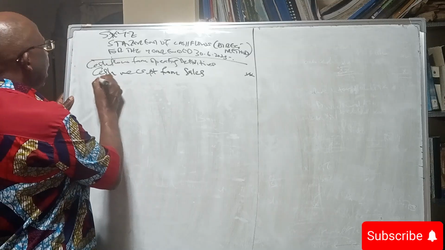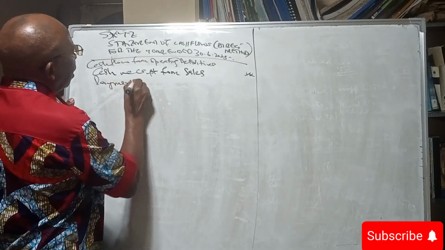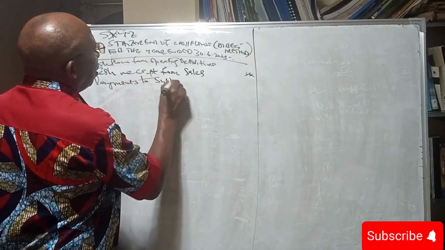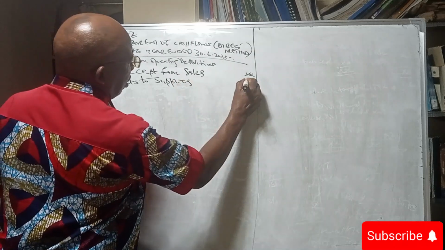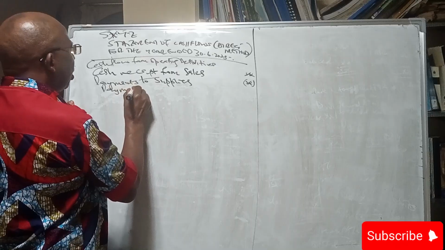So you may also say payments to suppliers. So it's a cash outflow. Payment to employees.